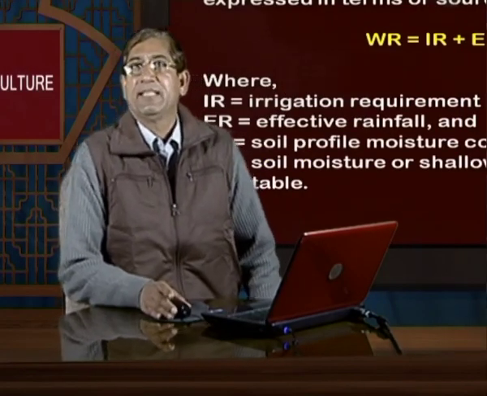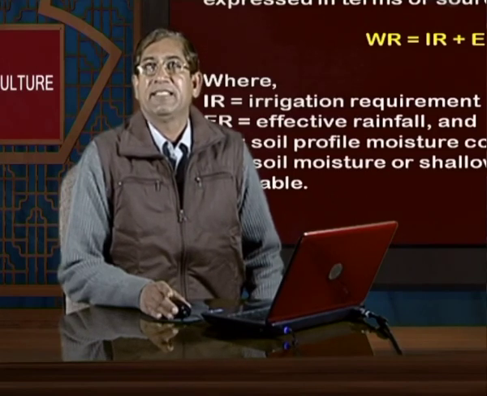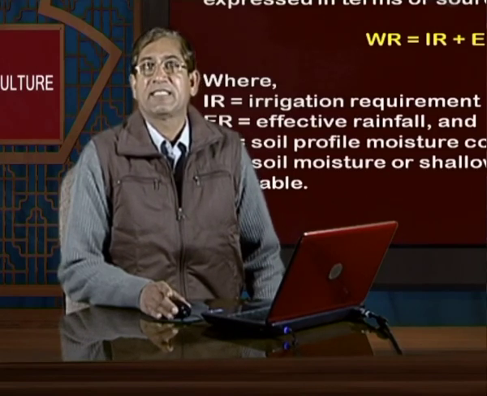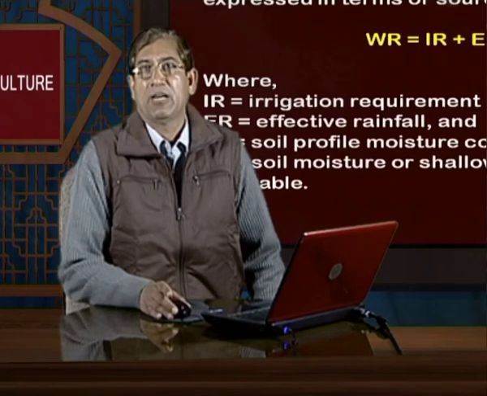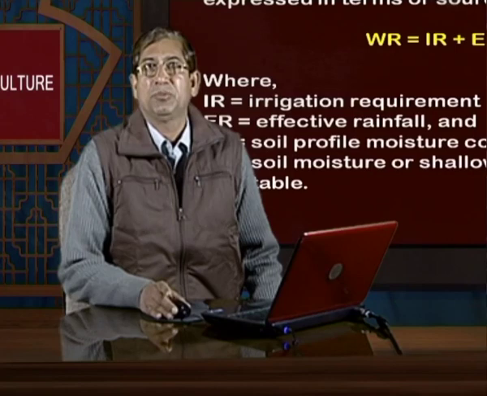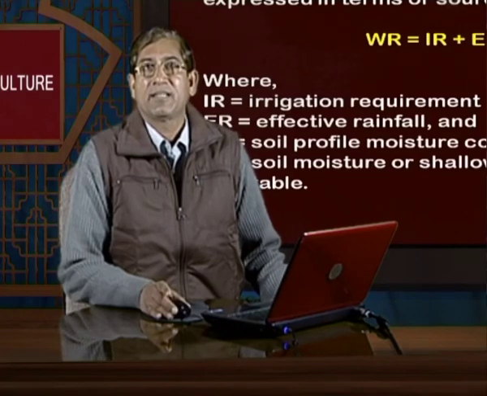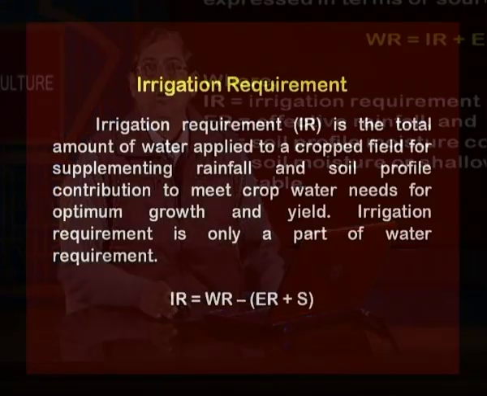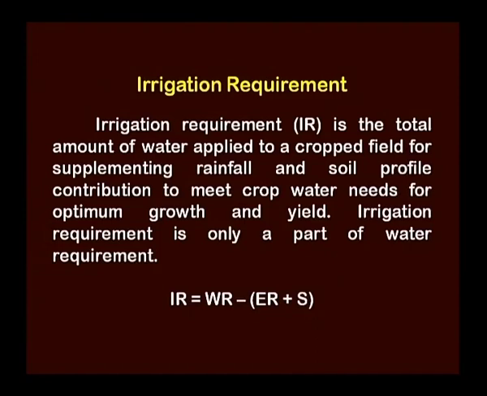Sometimes there are shallow water tables and under those conditions there is contribution of water from the groundwater, and in this way, due to the groundwater contribution, the requirement of water addition through irrigation or precipitation is greatly reduced.